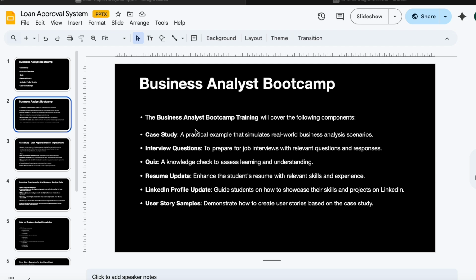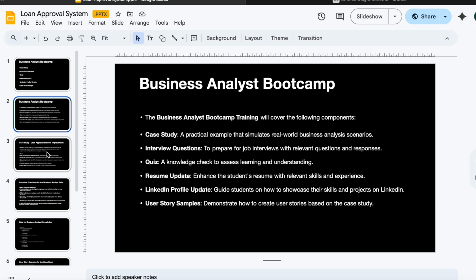So the Business Analyst Bootcamp training will cover the following components. Every week we will provide a case study, a practical example that simulates a real-world business analysis scenario, some interview questions using this case study, and a few quizzes to test your knowledge based on this case study. And finally, how you can showcase this case study in your resume. And also we'll show you how to update your LinkedIn profile using this case study. And we'll give you some user story samples based on this case study.